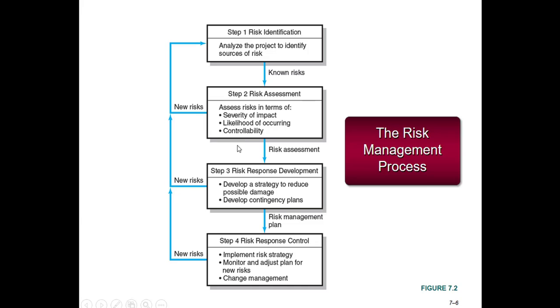This is a diagram that explains the risk management process. Step 1 is identification, analyzing the project to identify sources of risk. Step 2 is the risk assessment, assessing each risk in terms of severity, likelihood, and controllability. Step 3 is risk response development. Develop a strategy to reduce possible damage, develop contingency plans. And step 4, risk response control. Implement risk strategy, monitor and adjust plan for new risk, and change management.